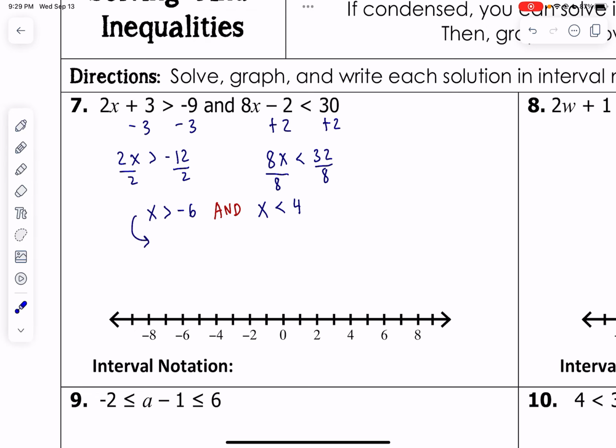So this right here, we take into account both inequalities. An alternate representation of this is just -6 less than x less than 4. All right, so once we've constructed the condensed form, we can go ahead and construct our number line. So we have -6 with an open circle, and we end at +4 with an open circle. So everything in between will be shaded.